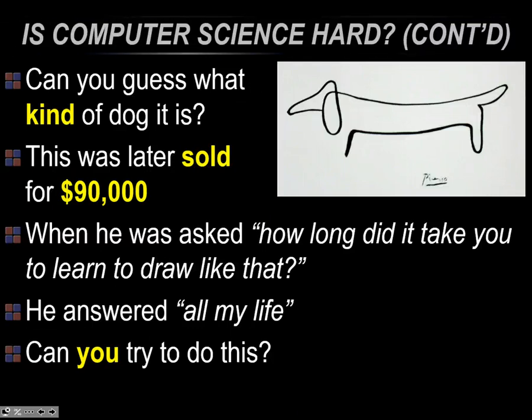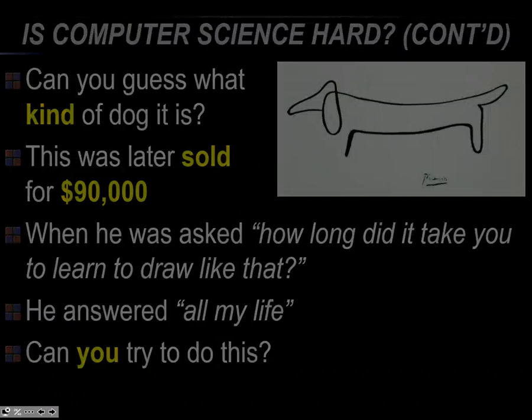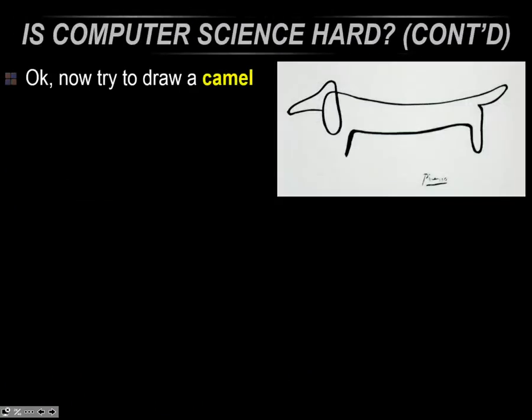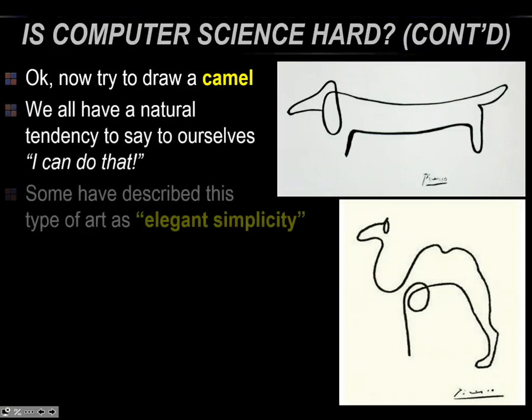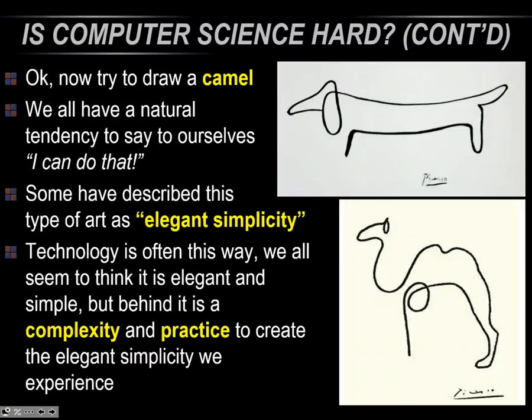Now, although this picture looks simple, if I asked you to draw this all in one stroke, not using this as a model, but just off the top of your head, it wouldn't be as easy as you'd think. And then if I said to you, okay, if you were able to do that, now draw a camel, okay? And when Picasso was asked to do this, he did, okay? We all have a natural tendency to say to ourselves, that looks simple, I can do that. Sometimes this is described philosophically as elegant simplicity.